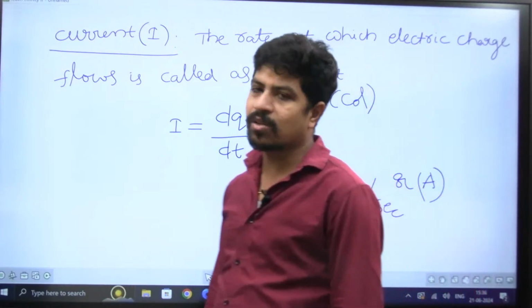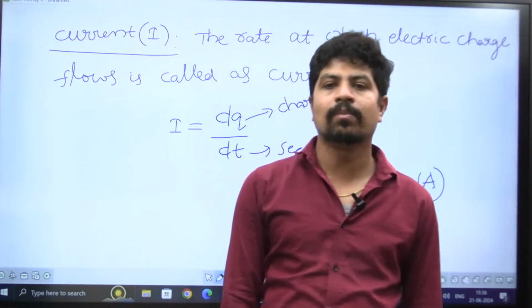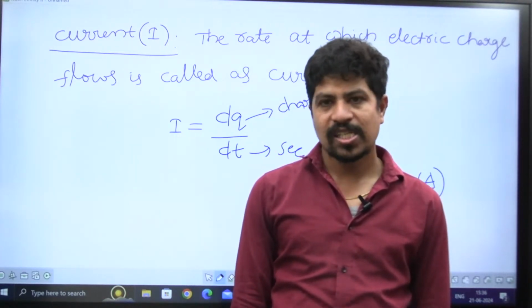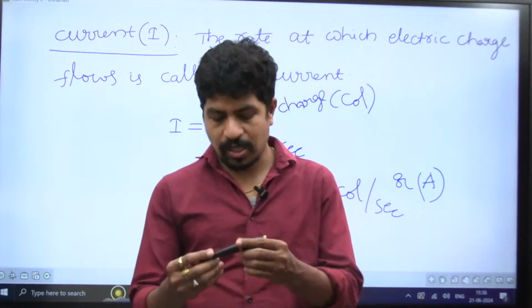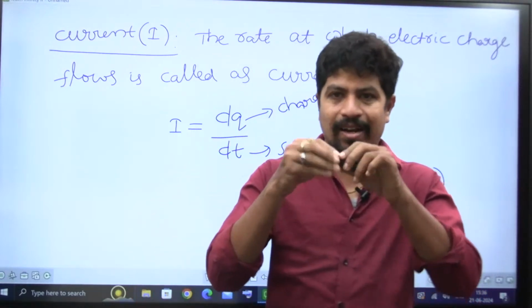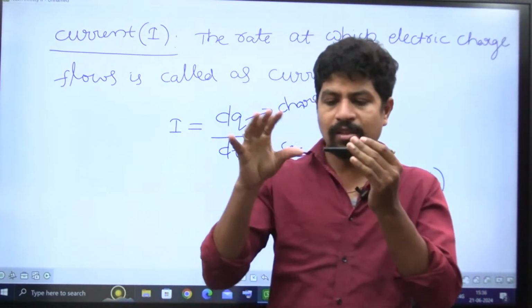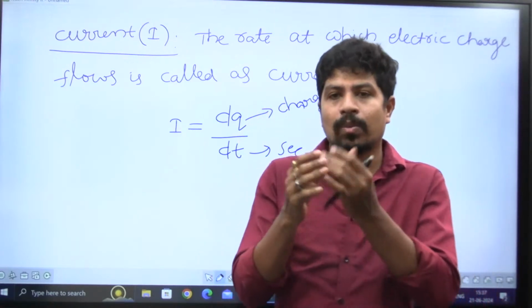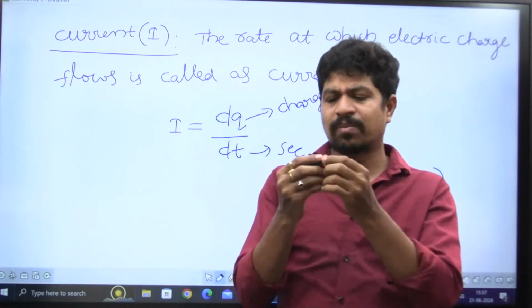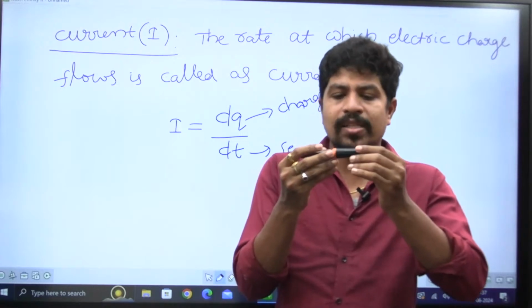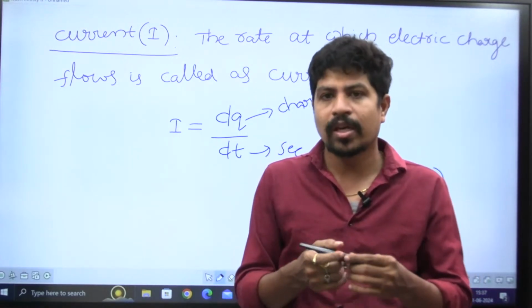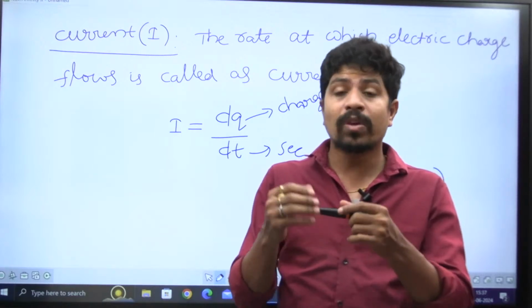Current was introduced by a scientist called Ampere. On behalf of his name, we are keeping its unit as ampere. Ampere or coulomb per second, both are the same. Suppose you take one wire, and in this charge is flowing. If you take one body, at this time it does not have any moving free electrons. Electrons are moving, but randomly.